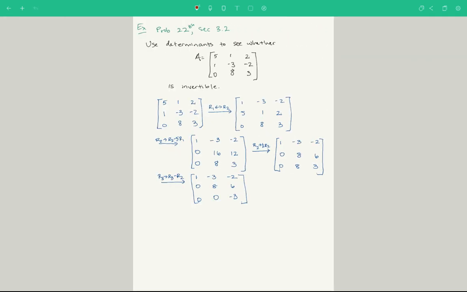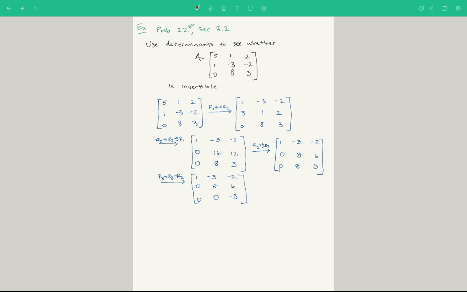So this is example, say 22-ish, problem 22-ish from section 3.2. The reason is I just changed a couple of numbers so that the arithmetic was a bit better. But what the problem wants you to do is use determinants to see whether that matrix is invertible. So in other words, it wants you to find the determinant, and if the determinant is 0, then it's not invertible, and if it's non-zero, then it is invertible.